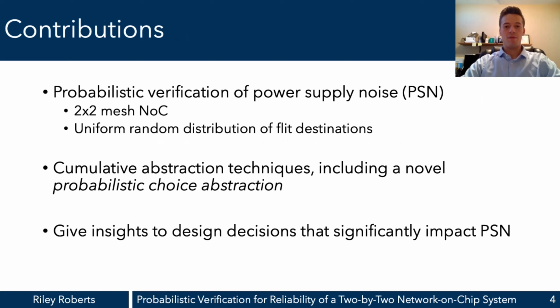In this paper, we present our probabilistic verification of power supply noise for a 2x2 mesh NoC with uniform random distribution of the incoming flit destinations. A more detailed description of power supply noise will come on the next slide. We also present the cumulative abstraction techniques we applied, including a novel probabilistic choice abstraction. And then we additionally give our insights into design decisions that significantly impact PSN.